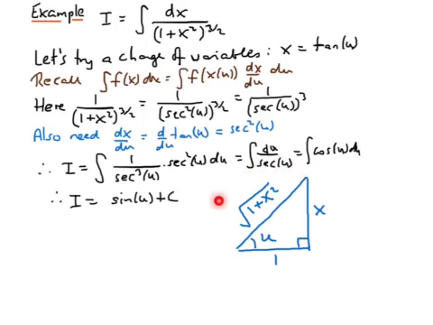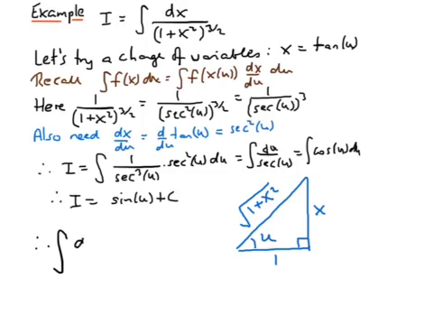So, if you draw a triangle like this, it is straightforward to rewrite things like the sine of u in terms of our new variable. So the sine, or rather in terms of our old variable, the sine of u is this side divided by the hypotenuse. So from the triangle it is going to be x divided by the square root of 1 plus x squared.